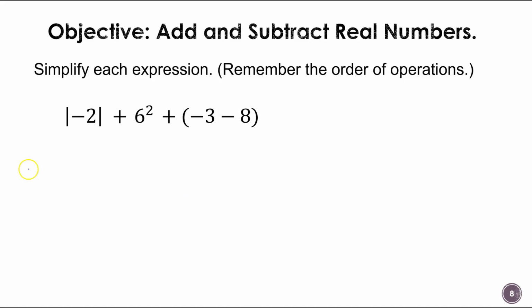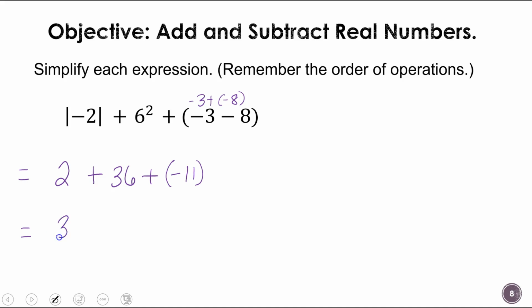Now we've got even more things going on. So we have the absolute value of -2, which is 2. I can go ahead and simplify these things because I have plus signs in between everything. 6 squared is 36. Now this is the same as -3 plus -8. So that's going to be plus a -11. I'm going to add my positives, so 38 plus -11. I have more positives than negatives this time, so it's really just 38 minus 11, right? That's really what's happening here, and that gives me 27.